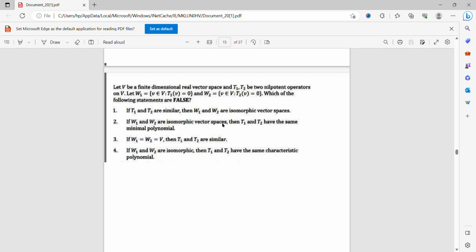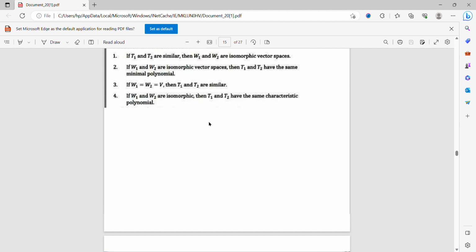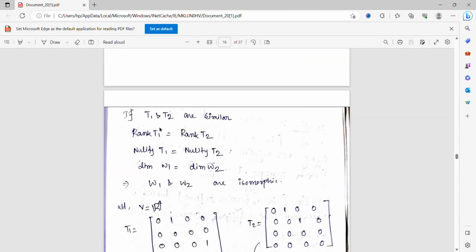The options are: if T1 and T2 are similar, then W1 and W2 are isomorphic vector spaces. If W1 and W2 are isomorphic vector spaces, then T1 and T2 have the same minimal polynomial. If W1 equals W2 equals V, then T1 and T2 are similar. And if W1 and W2 are isomorphic, then T1 and T2 have the same characteristic polynomial. These are the options. So come to the solution.